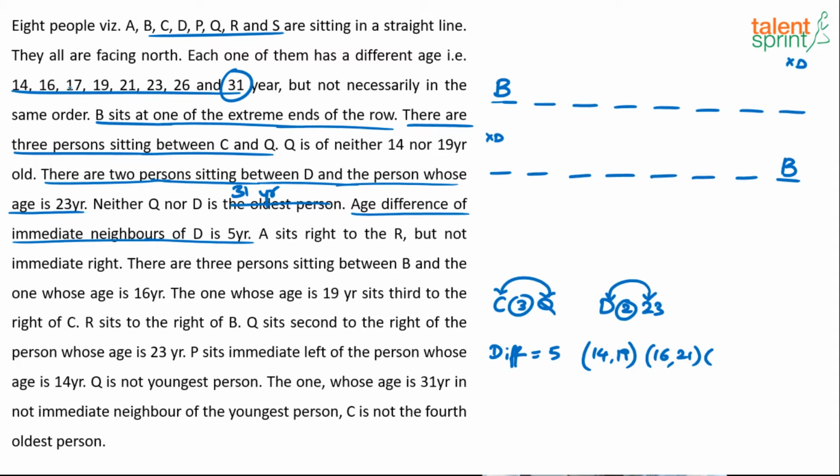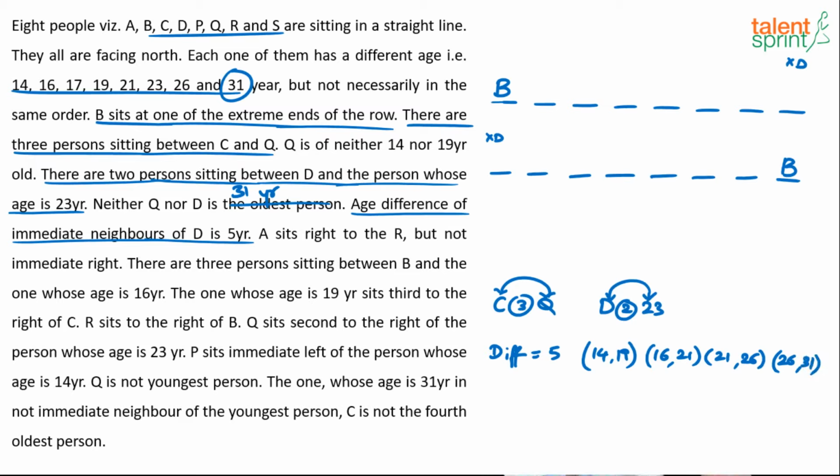What else? 17 plus 5 is 22, but that's not available. So forget about it. 19 plus 5 is 24, that also is not available. 21 plus 5, 26. Yes, 21, 26 can be the third possibility. One neighbor is 21 years old, the other neighbor is 26 years old. Then 23 plus 5, 28 is not there. 26 plus 5, 31. Yeah, so 26 and 31 is also possible.